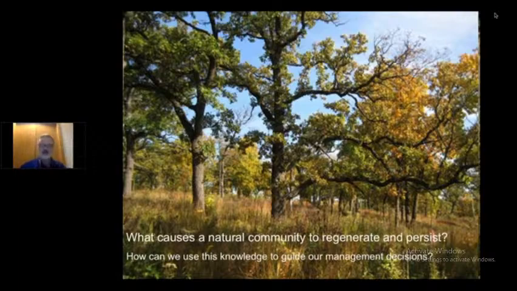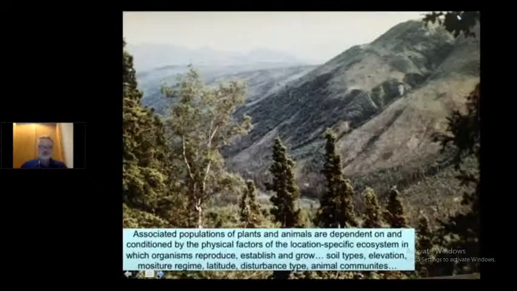Productive pathways of our system, the more closely we imitate natural processes, the lower our expenses are. Kid you not, nature has never spent a dime on managing itself. Now, the thing is, our plant associations, all these populations, are dependent on and conditioned by the physical factors of their site.